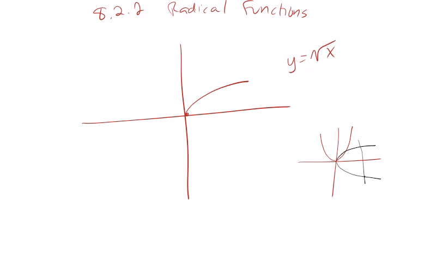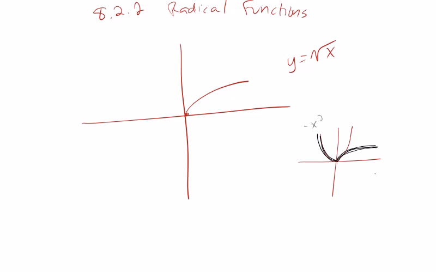And we don't take the square root of a negative number, right? So we can square a negative number. So this is like negative x squared right here. You can square a negative number, but you can't take the square root of a negative number. So that's why we only have this piece of it right here.